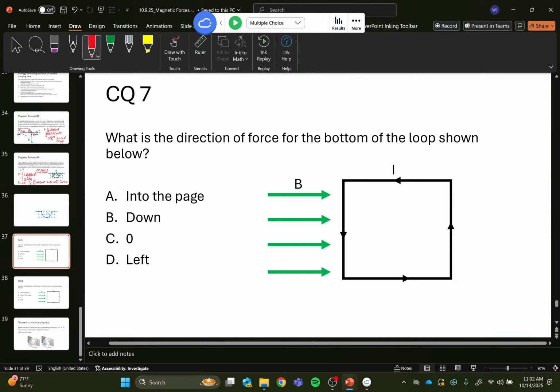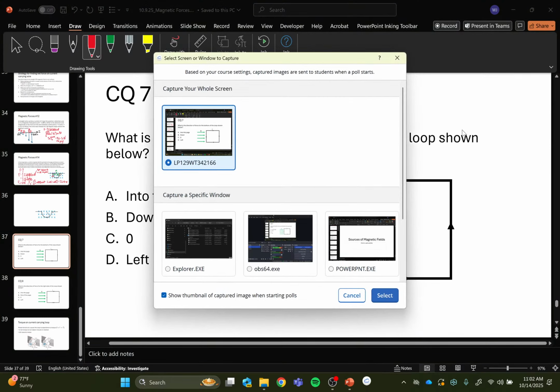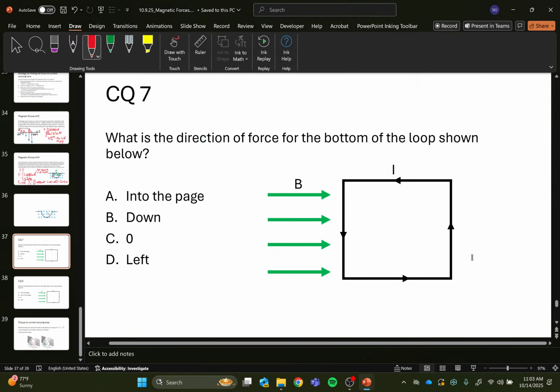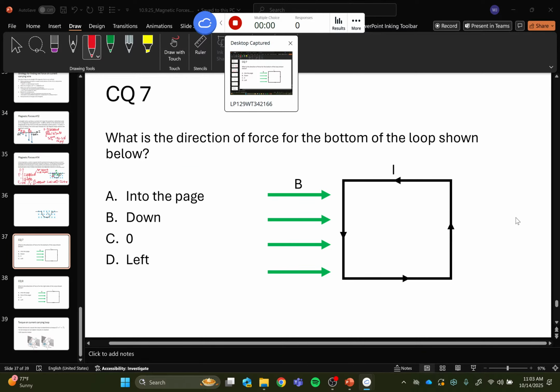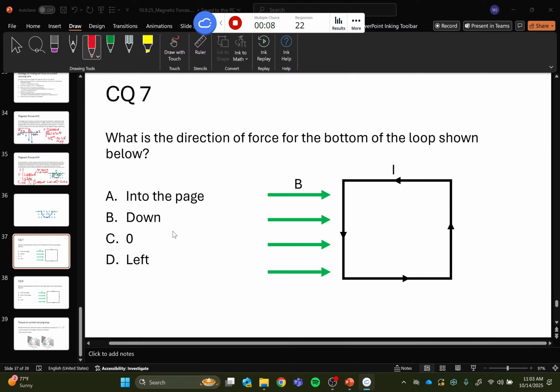All right, I got a loop. What is the direction of the force on the bottom of the loop? So I've got a magnetic field to the right, and I've got a loop of wire, a square loop of wire, and I'm asking for the force just on the bottom side. Is it into the page, down, 0 Tesla, or to the left? I'll put the unit there so it's correct.